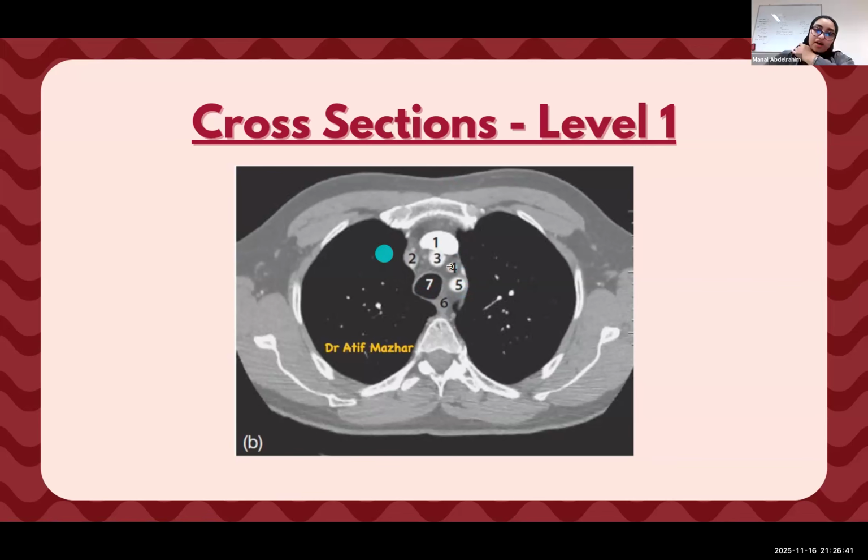Can you label the structures as well? Would you know how to label them? Just the ones you know. One is left brachiocephalic vein. 2 is right brachiocephalic vein. 3 is left common carotid. Sorry, 3 is brachiocephalic trunk. 4 is left common carotid. 5 is left subclavian. 7 is trachea, and 6 is esophagus.